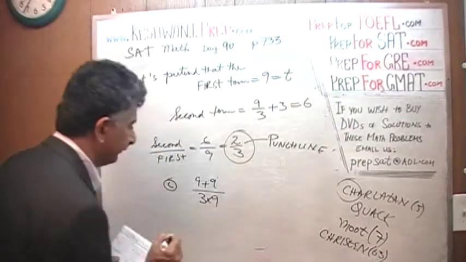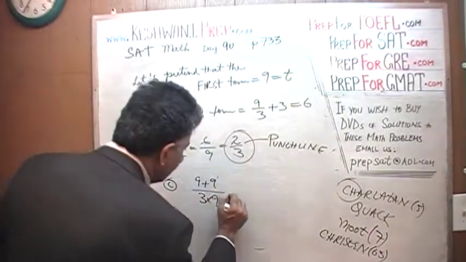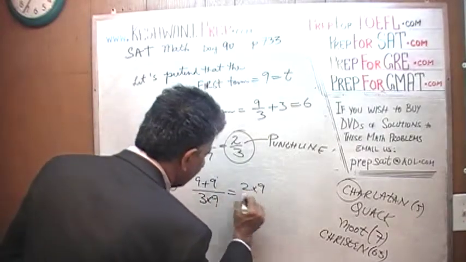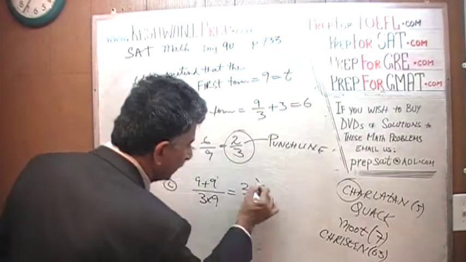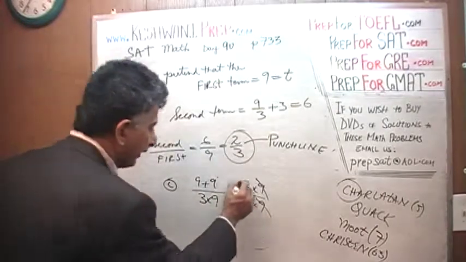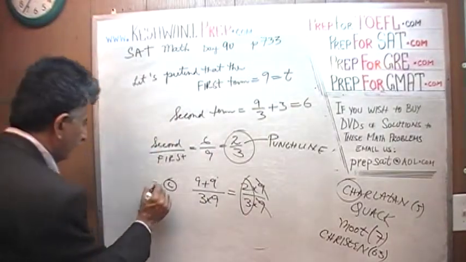3 times 9. Let's see what that gives us, shall we? So on the top we have 2 times 9. On the bottom we have 3 times 9. What do you know? The 9's cancel out and we get our 2/3. There you go. There is your answer.